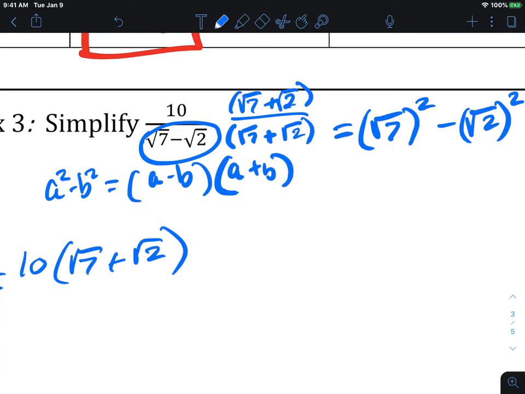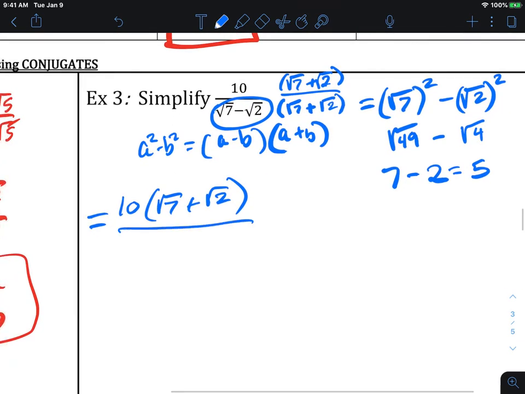Radical 7 times radical 7 is radical 49, or just 7. Radical 2 times radical 2 is just the square root of 4. That's 7 minus 2. That is 5. All right. So this fraction looks like this now.